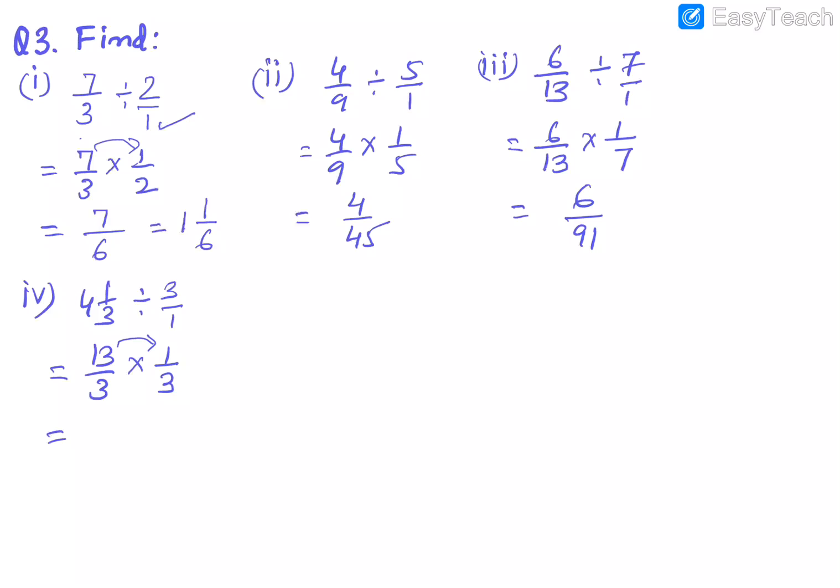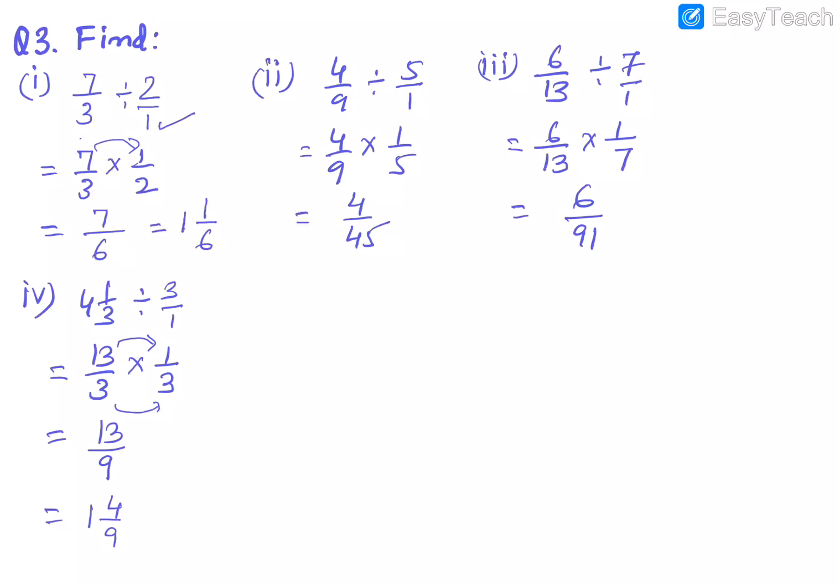Now multiply the numerators and the denominators separately. 13 1's are 13, 3 3's are 9. This is an improper fraction which can be expressed as 9 1's are 9, then 4 by 9, as a mixed fraction.